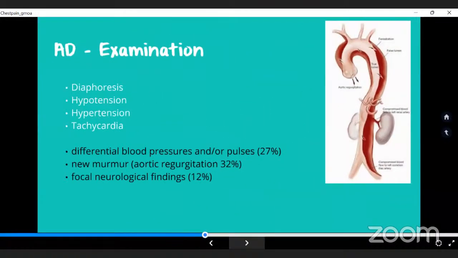They are really ill patients. They are very sick. They come screaming in pain. They are diaphoretic and hypertensive, because hypertension itself can cause aortic dissection. They are tachycardic and they can have differential blood pressures, a different blood pressure in the right and left arm, in 27%. And they can have a new murmur as well. And as I mentioned, they can have chest pain plus something else, like neurological findings.